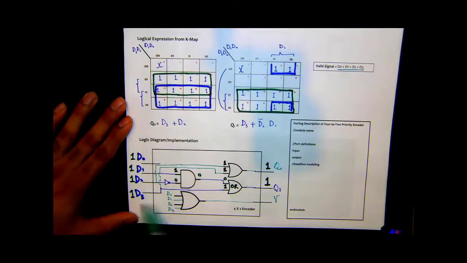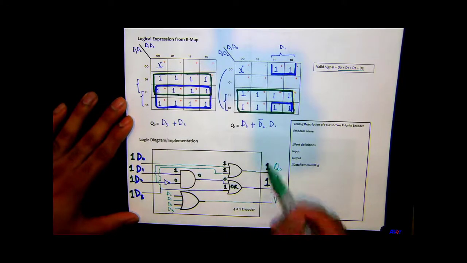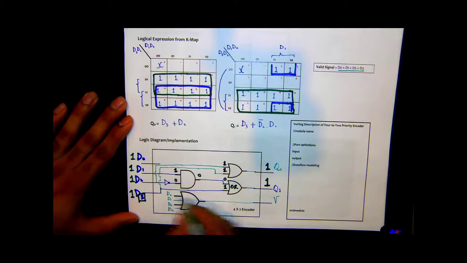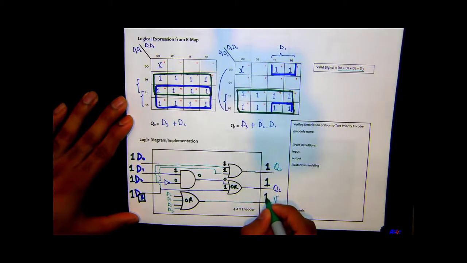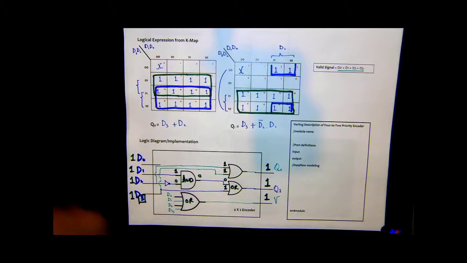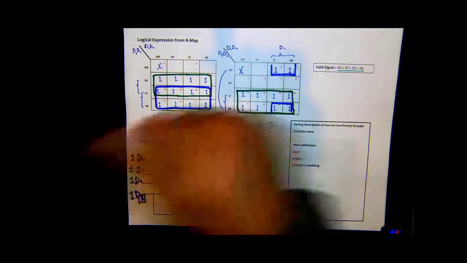D0, D1, D2, D3 were all set to high. D3 has the highest priority, so you get 1 1. That's the binary code for 3. And since one of the inputs is high, the output is going to be high, so it's a valid signal. And this was my end. So what is inside a 4x2 priority encoder? This is what you have.